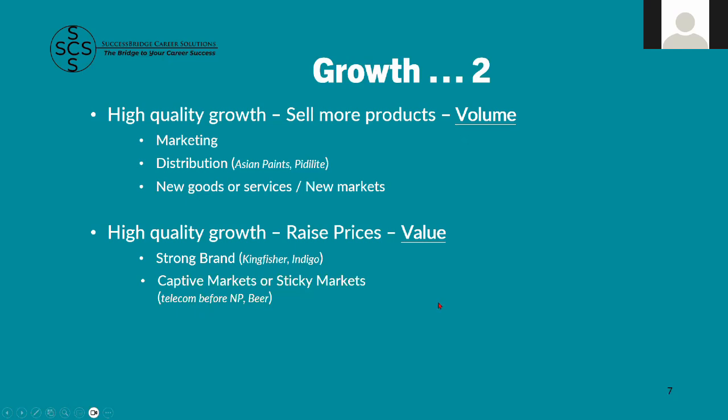And in beer, you see Kingfisher or Heineken or Corona. So you have very loyal customers and captive markets, or these are sticky markets to you, because a diehard Kingfisher beer drinker won't switch beer brands very easily, because they got used to the taste and whatever. And so there, if you increase the prices, initially people may grumble, but ultimately they will go along with the price increase.